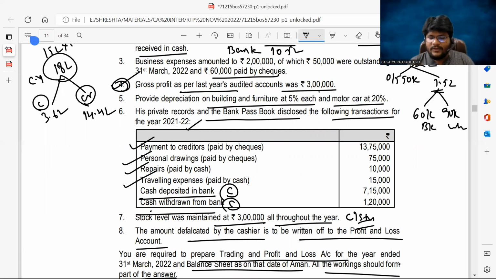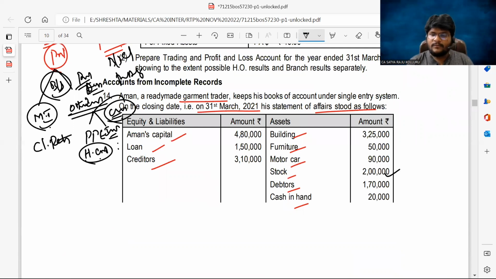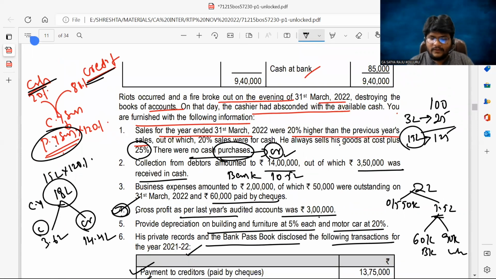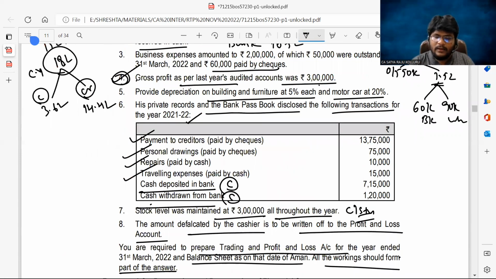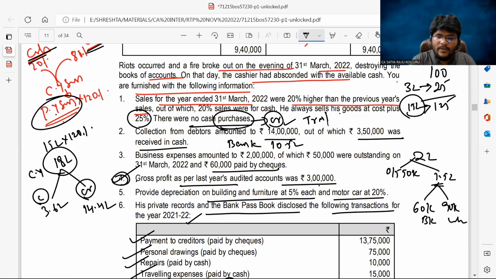Now, after reading the information, how my mind will travel, you know. In trading account, opening stock information is there. Purchases not available, all are credit purchases. Sales information just now I found, which was 18 lakhs. Closing stock just now he's told that all over the year, which was 3 lakhs only maintained. That means through closure of the trading account, I would get purchases as a balancing figure.